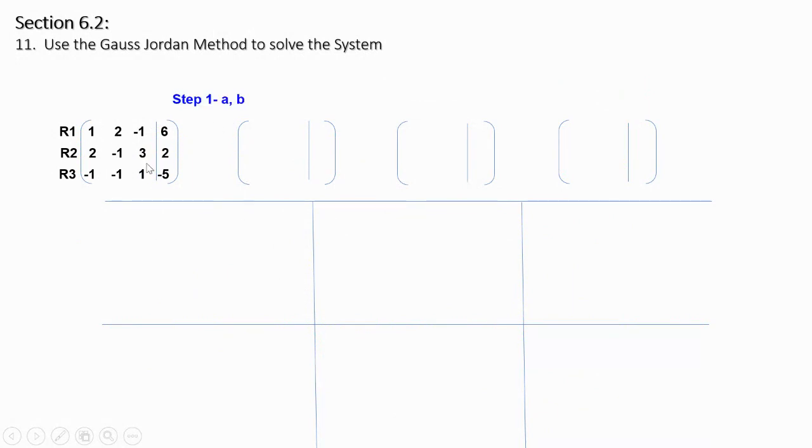So step one, I'm going to keep row 1. The 2 has got to change, the negative 1 has got to change. So row 2 changes and row 3 changes. I'm going to use row 1. To get rid of the 2 in row 2, I multiply row 1 by negative 2. So it's going to be negative 2 row 1 plus row 2. To make a 0 where the negative 1 is in the first column, I just add row 1 plus row 3. And here's my work.